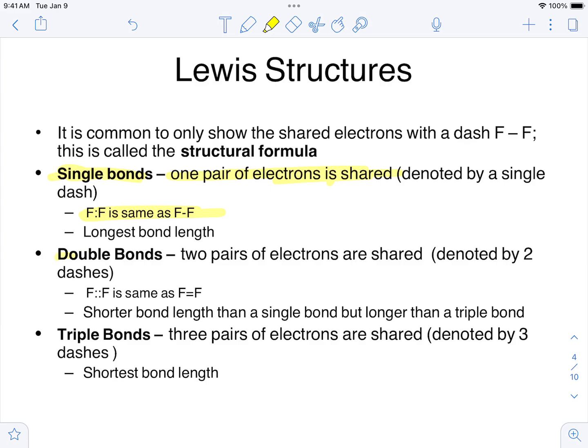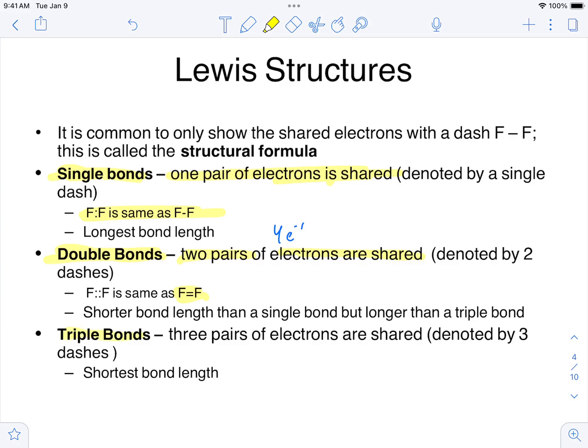If you have a double bond, that is when you have 2 pairs of electrons shared. 2 pairs would equal 4 electrons. And the way to depict a double bond is to draw 2 hyphened lines. It almost looks like an equal sign. This is shorter than a single bond length-wise, but it is longer than a triple bond, so it's the in-between bond length. It takes more energy to break a double bond than it does a single bond.